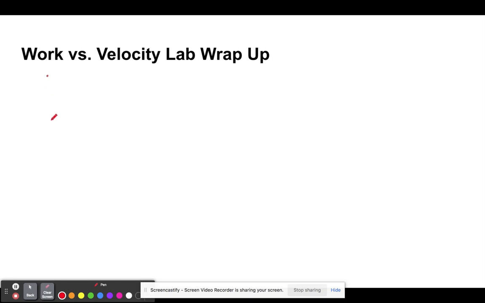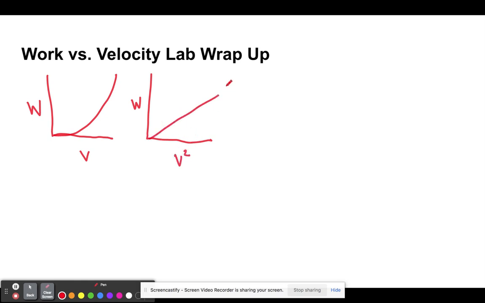So if I look at that, you should have put work on one axis and velocity on the other axis. Ideally, you got a nice quadratic curve when you did this. To linearize this, we would need to square our velocity, which would give us a linear graph. Now, we know that this linear graph is going to have some sort of slope, a slope equal to m of some sort.